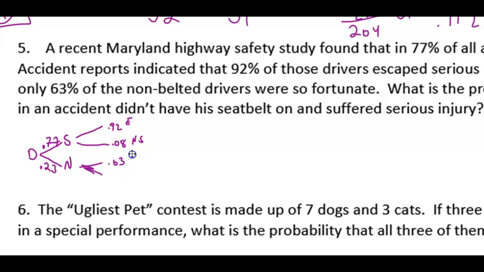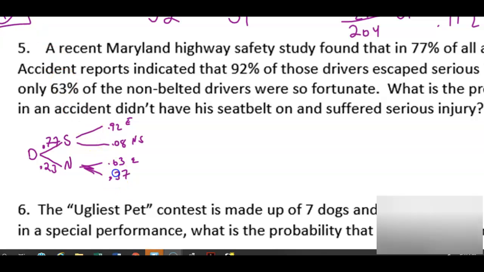So non-severe, or 63%, they escape injury, which means, again, each branch must equal 100%, right? So this branch right here, if you add this up, that gives you 0.37. 100 minus 63 is 37, right? So what we can do now is just follow the appropriate branch.